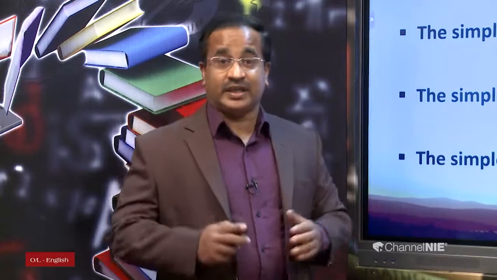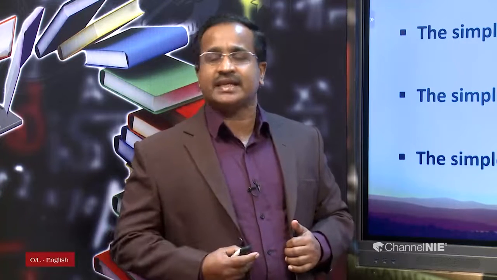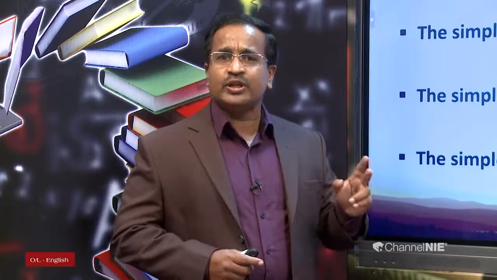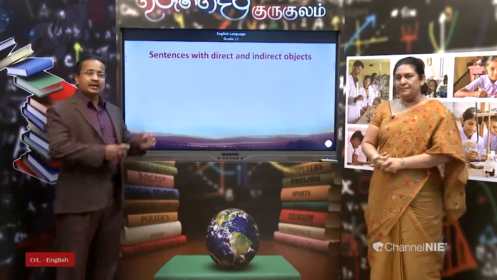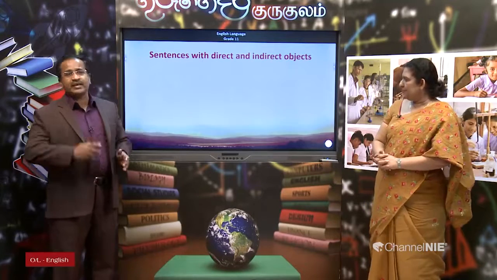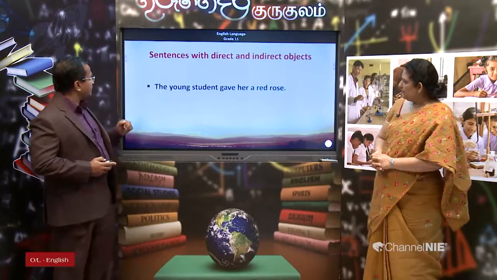But today we are going to see some more things. Before that, let us see what we can do if we have two objects in a sentence. Nirmala, have you seen sentences with two different objects? Yes, of course. They are called, one object is introduced as the direct object and the other one is the indirect object. Look at this sentence.